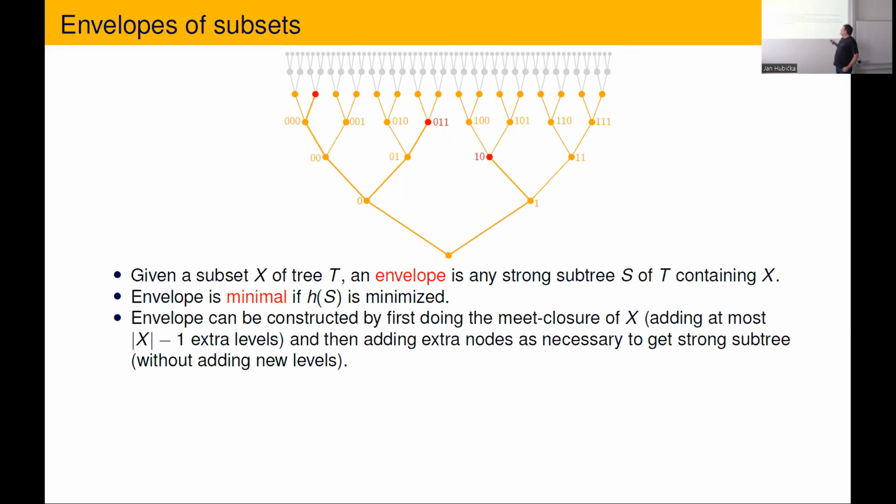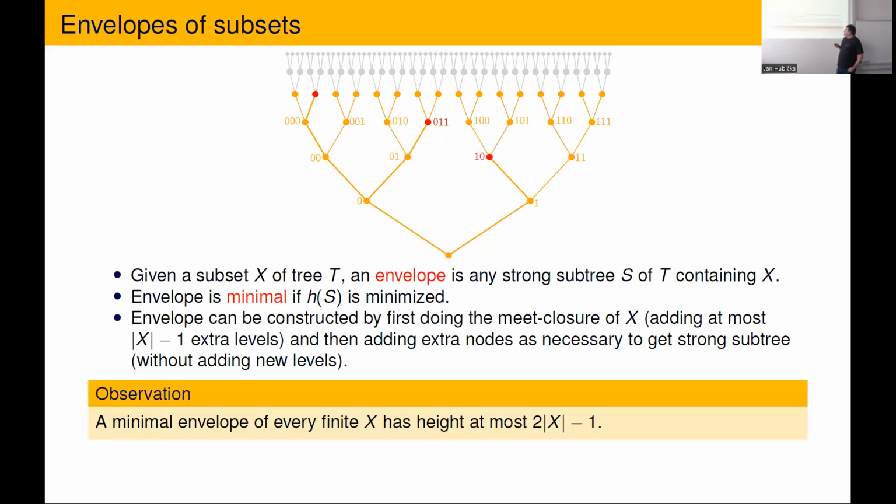So the definition tells me that now I have included these levels, and the definition basically says that on every level I have to follow those directions. So this is the envelope of these 3 vertices, and that's a strong subtree. It's quite big, and the property is that you can check that if you have a given set of n vertices inside of the tree, then the envelope has height at most 2n minus 1. And why? Because the only moment when I was adding 2 levels was when I was doing meets. That was n minus 1 meets for n vertices.